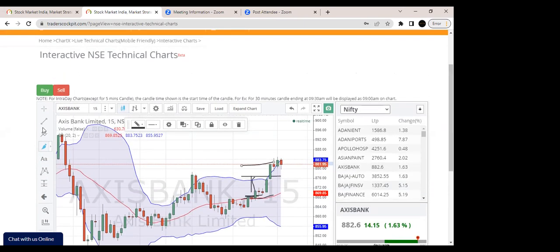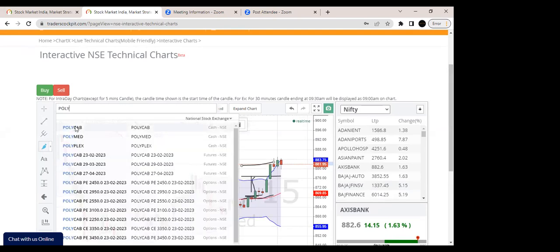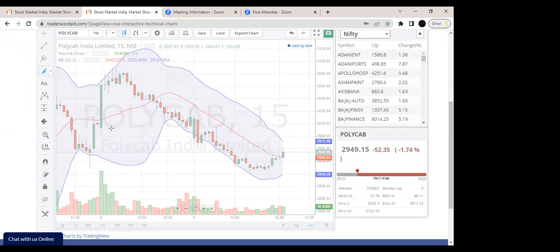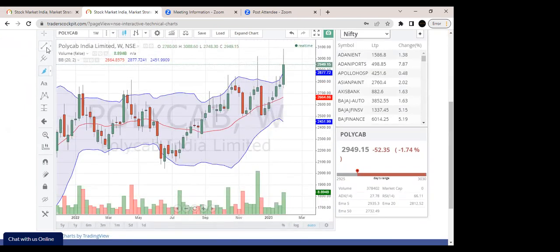So I will go here and select Polycab. First, I'll take the weekly confirmation, so I'll go with the weekly. Here you can see Polycab is beautifully above the middle band, right? It's above the middle band. This is a very good setup.